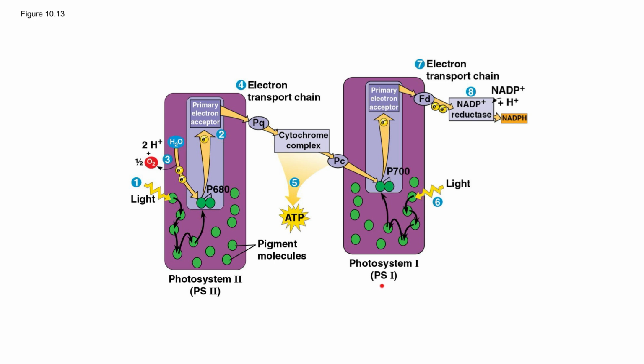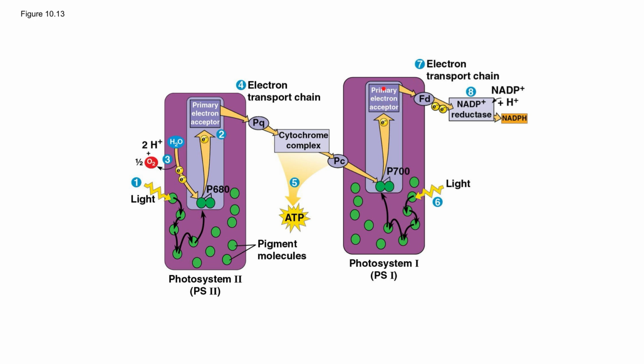In photosystem 1, just like we saw in photosystem 2, we're also going to have a photon of light that is going to pass from pigment to pigment until that energy excites P700. That's going to cause P700 to lose an electron to the primary electron acceptor. But from photosystem 2, the P700+ that's missing an electron is going to get an electron passed down from that electron transport chain to itself.